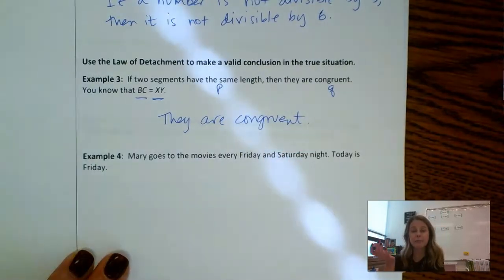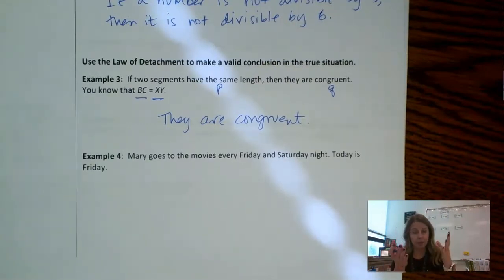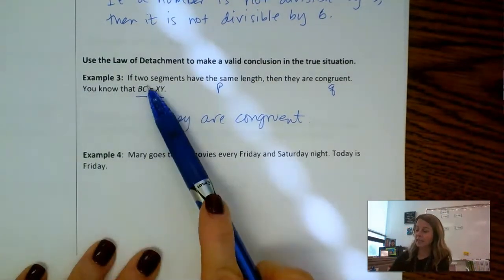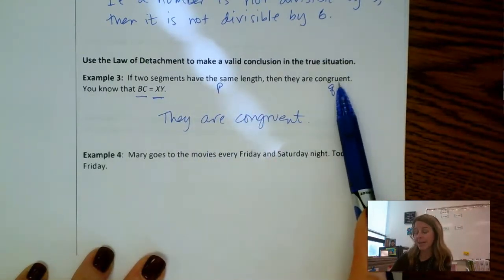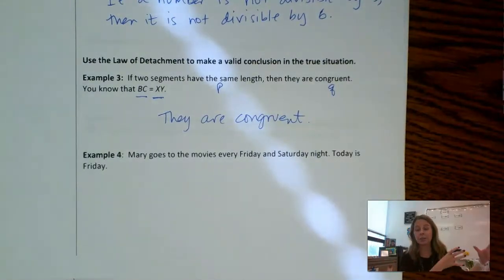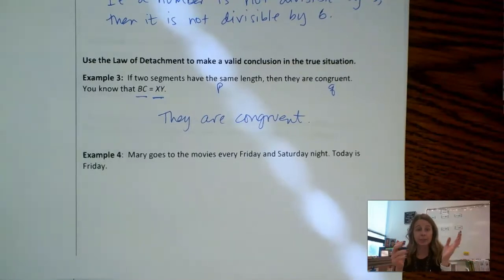It's almost like you're provided a scenario, an if-then statement. Then down the road you encounter an example of that scenario. What can you conclude? If you're encountering the hypothesis, you can conclude the conclusion. Now, I can't go the other way. Say I still have this if-then: if two segments have the same length, then they are congruent. I can't be given the conclusion and conclude the hypothesis. It doesn't work backwards like that. It only goes from hypothesis to conclusion. We're detaching the conclusion, and that is the answer to our scenario here.